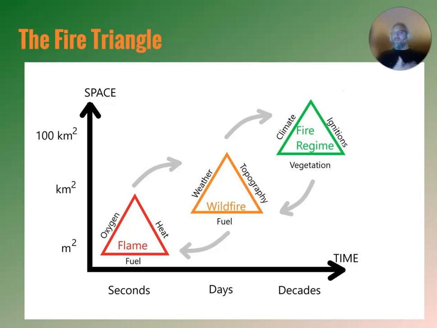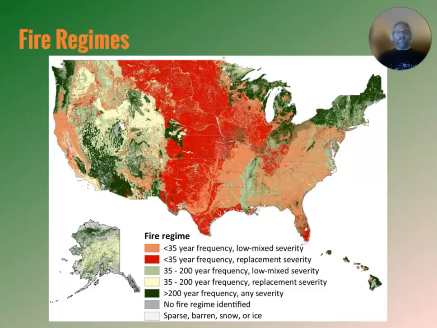So if we alter the climate, we can change the fire regime. If we alter what we're doing about ignitions, we alter the fire regime. If we alter the kind of vegetation that's present in a place, we can alter the fire regime.